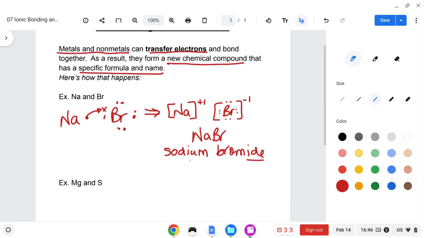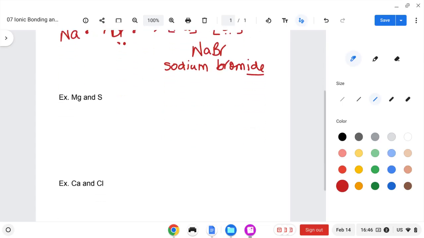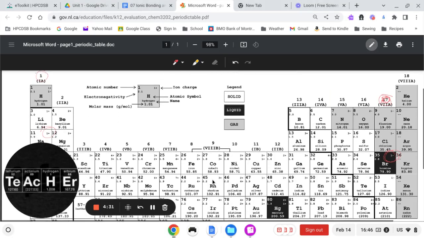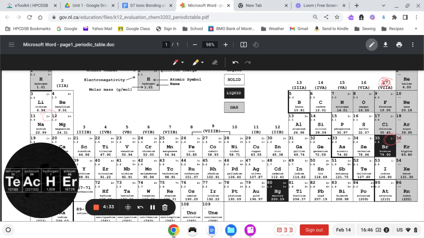Let's do this again for the next 2 sets of elements. So we have magnesium and sulfur. So we're just going to head over to the periodic table. So again, you have to have a periodic table handy. It's really, really important.